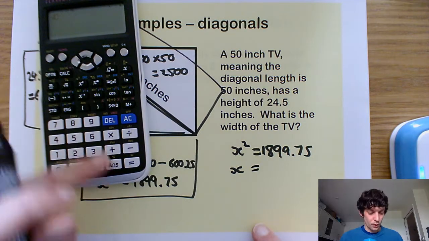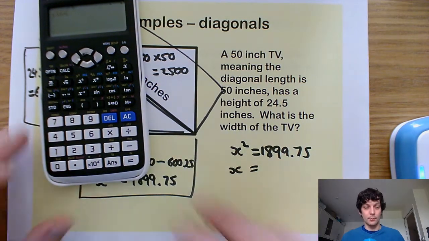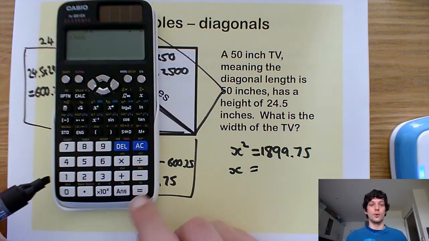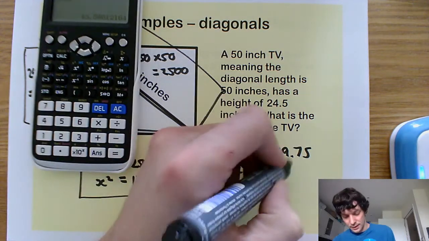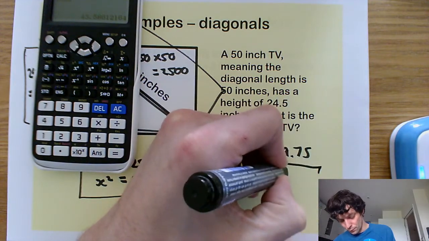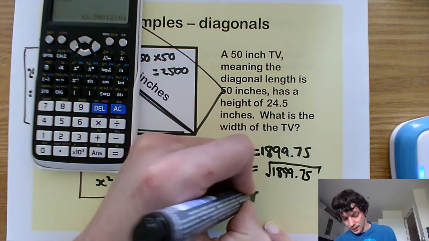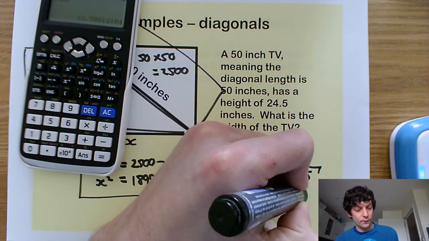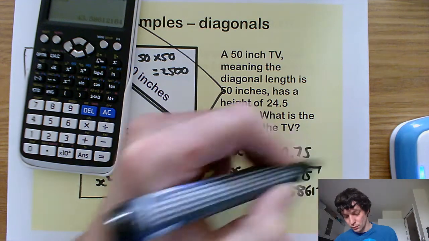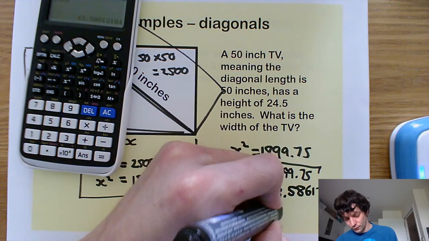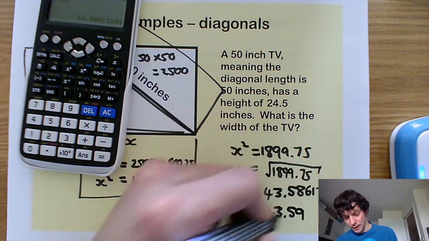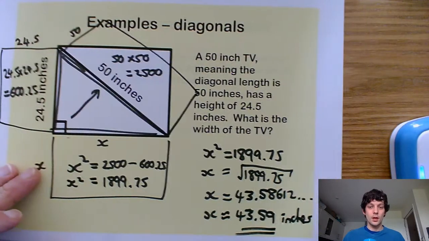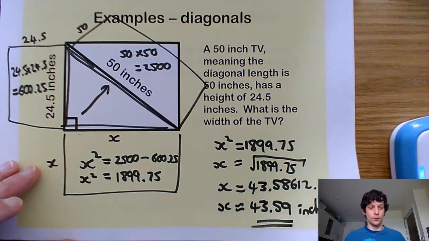So I'm going to do the square root of 1,899.75. Because I left that on my calculator display, I can just say, well, it's the square root of my answer. And my calculator tells me it's 43.58612, and so on. So roughly 43.59 inches. Okay, and that would be my answer for that question.